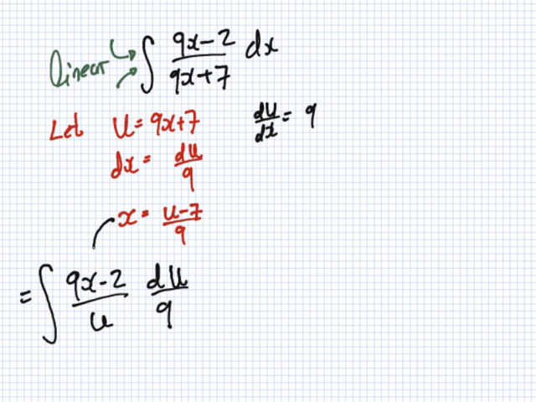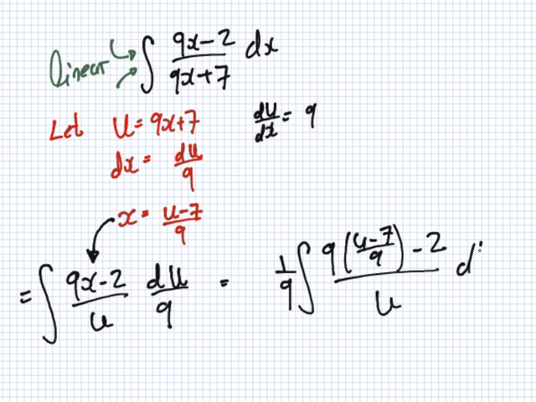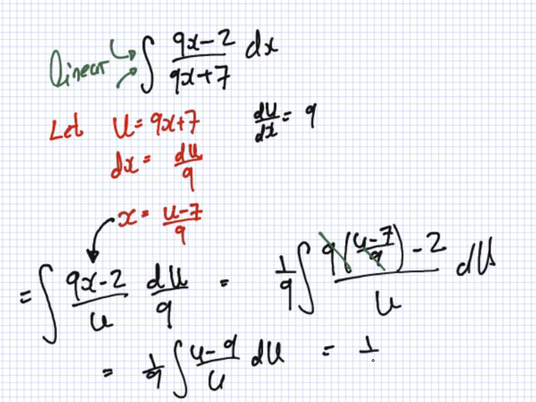But if we just simply put the x in here, then we get this. I'll take this 9 out. 1 over 9, integral of 9 times (u minus 7 over 9) minus 2, over u, du. Now that's nice because they cancel. So that's u minus 7 minus 2, u minus 9 over u, du. Which is 1 over 9, u over u, 1, and 9 over u.